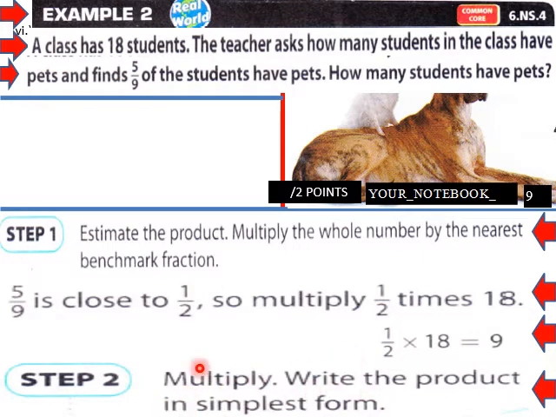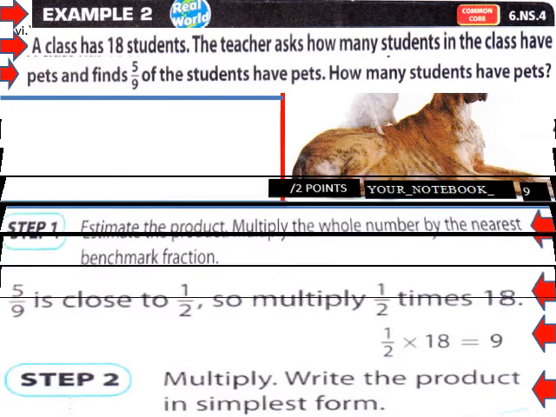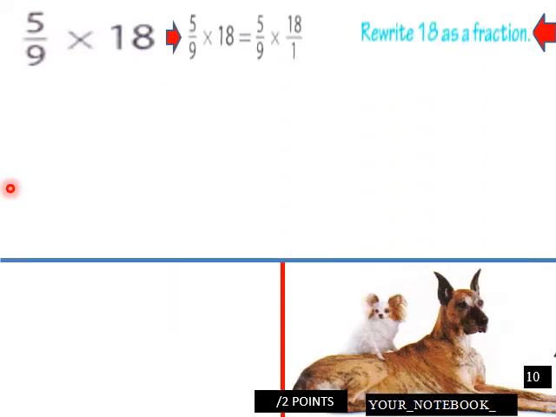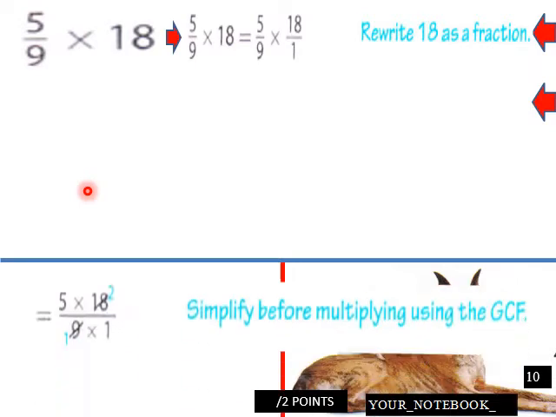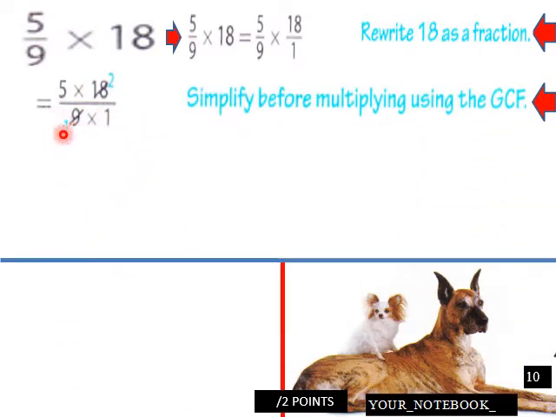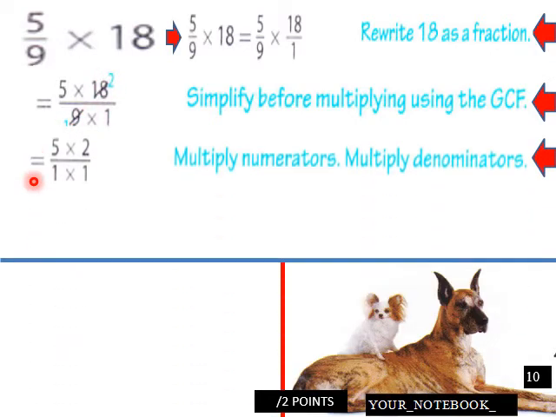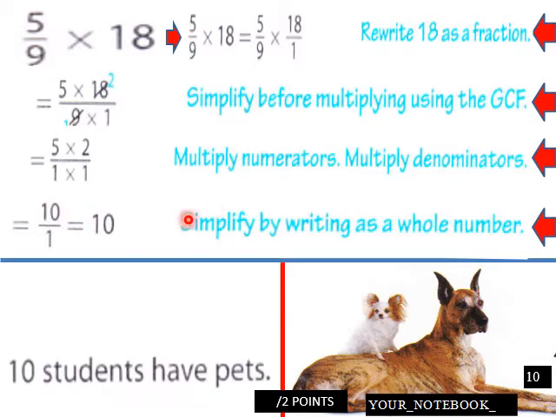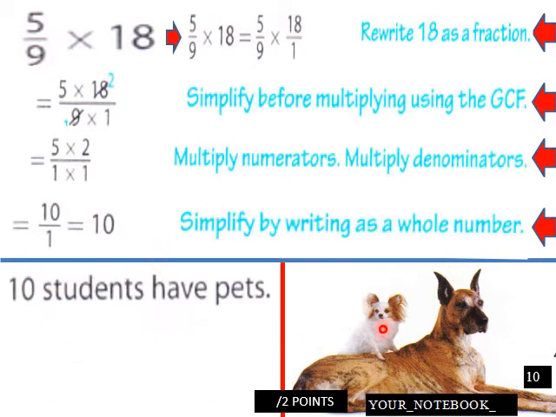Multiply, write the product in simplest form. Students, do that one. So this is page 10 in your notebook. Make this entry in your notebook. So we have 5/9 times 18. What's 5 times 18? Rewrite 18 as a fraction. You can rewrite it as 18/1 here. Oh, we don't know, because we're going to cancel here. This cancels out to 1. This cancels out to 2. So what's 5 times 2? Everybody knows that. That's 10/1. So simplify by writing it as a whole number. 10 students have pets.